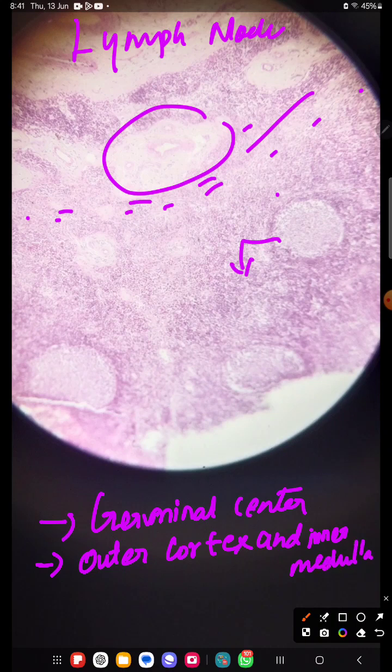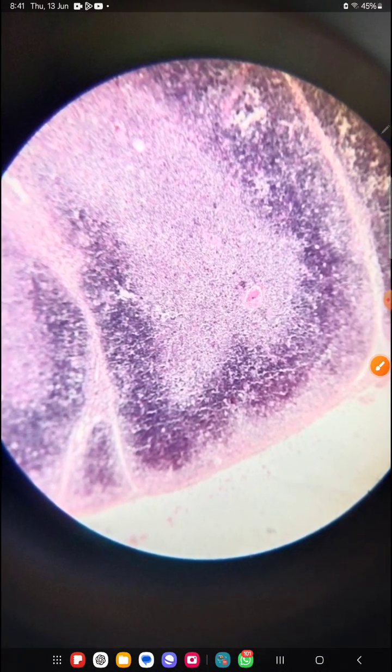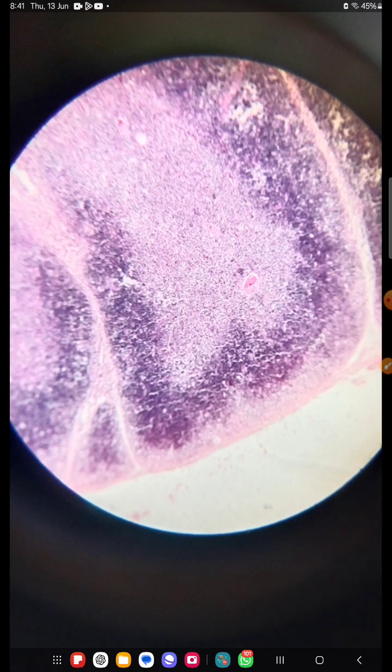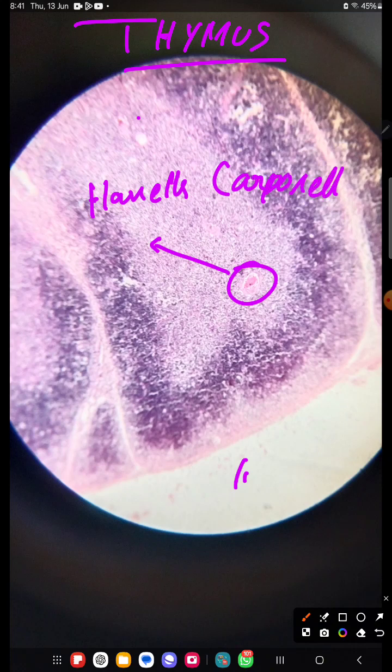Then I am going to talk about the tonsil. I forgot to remember the tonsil. This looks like a tonsil. Sorry, this is not a tonsil. This is a thymus. Hassall's corpuscle is also present and seen.